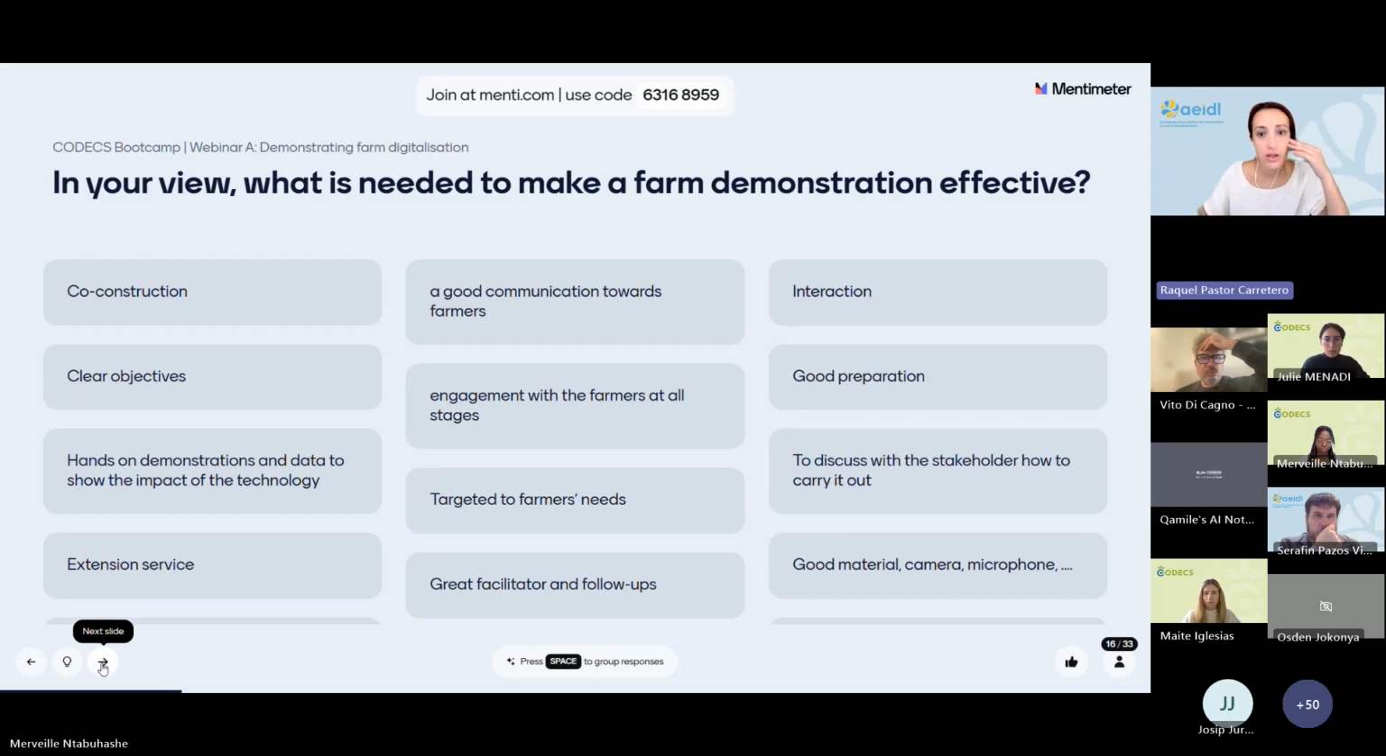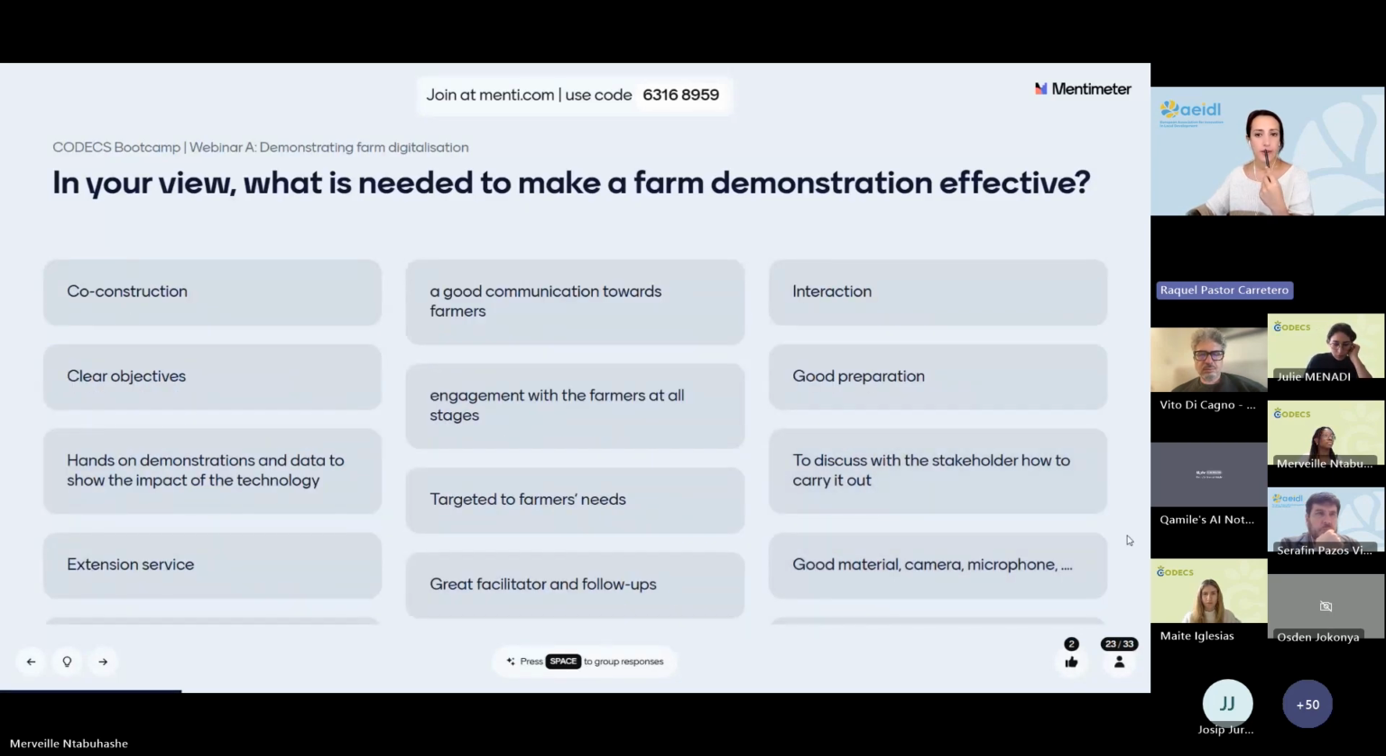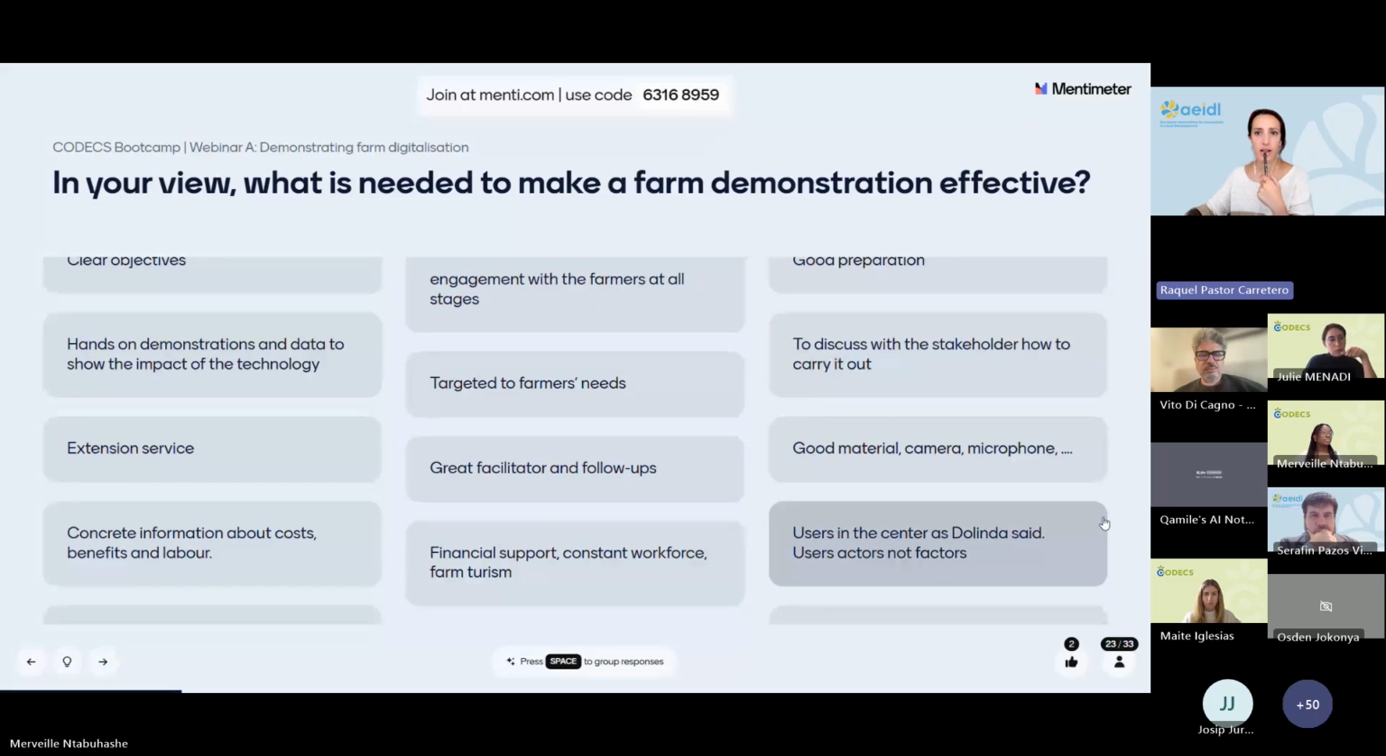Okay, we have a few responses. We have co-construction, a good communication towards farmers, interaction, also related with the last one, clear objectives, engagement with the farmers at all stages, good preparation, hands-on demonstrations and data to show the impact of the technology, target farmers' needs, to discuss with the stakeholders how to carry it out. Most of them are, as Delinda said, users in the center as actors, not factors. I think it could summarize most of these responses.